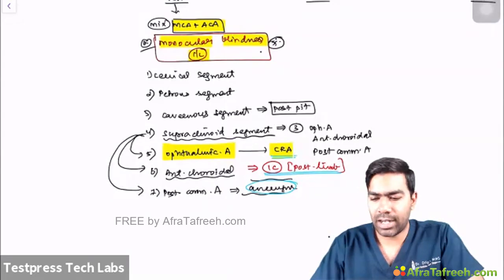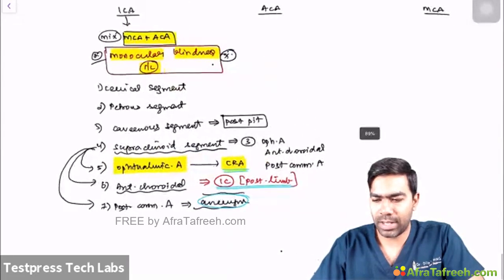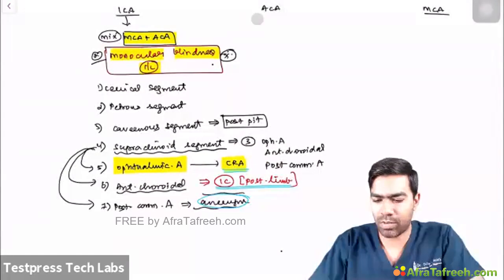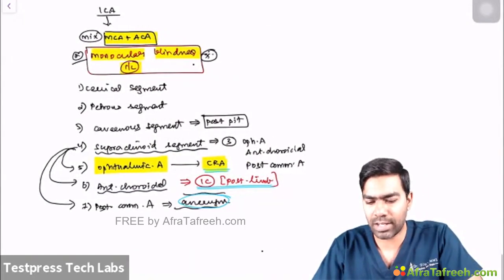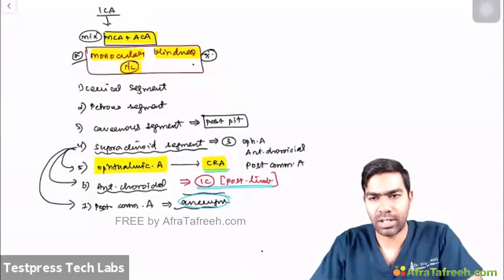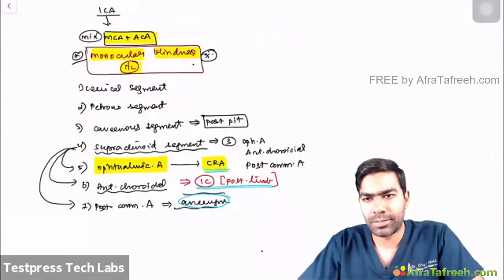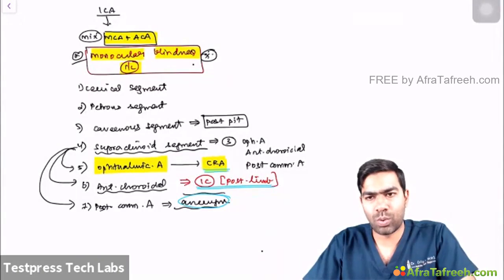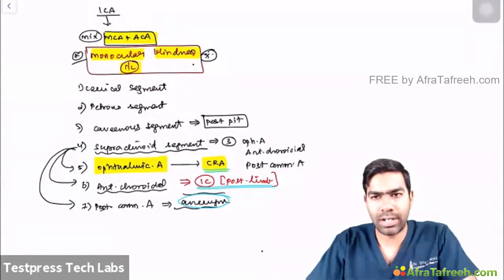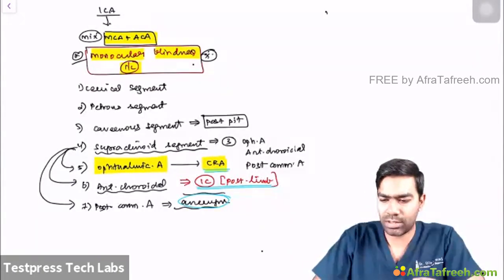And ICA territory strokes are supposed to be extremely dangerous. My statement is true statement or false statement. In the sense they will result in severe weakness. ICA territory stroke must result in severe weakness. True statement or false statement? Actually, no. They don't result in that much of severe weakness. Why? I will tell you.